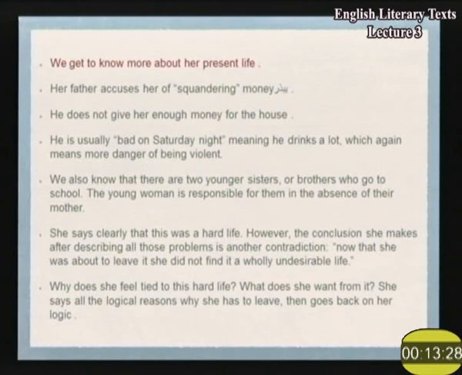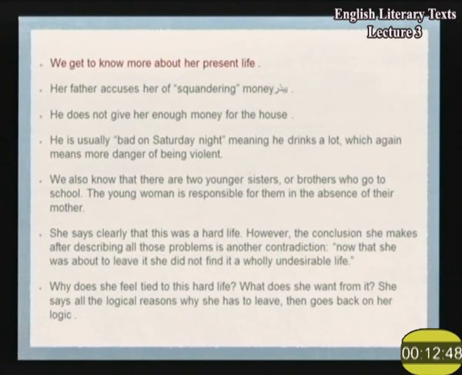He is usually bad on Saturday night. To be bad in this sense means that he is probably drunk. It means he drinks a lot, which again means more danger of being violent. So we have a father who's not giving her enough money, although she has to care for little children and provide for the house, and also who drinks, and this is probably where the money goes, and comes back home probably violent.